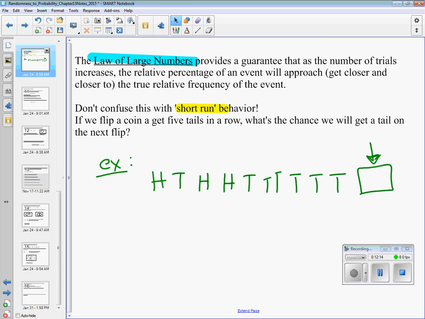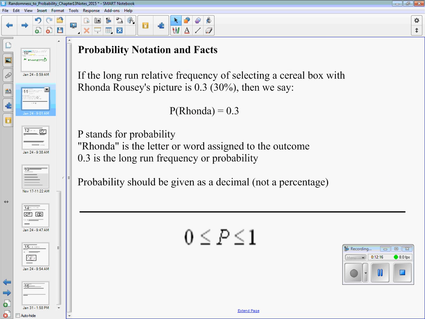Okay? Good. Excellent. All right, so just some notation. We already know that what goes inside the parentheses is what we're looking for. We talk about probability written most often either as a fraction, so in this case 3 out of 10, or a decimal, 0.3. And we know that a probability can equal 0, can equal 1, but it must be in between.